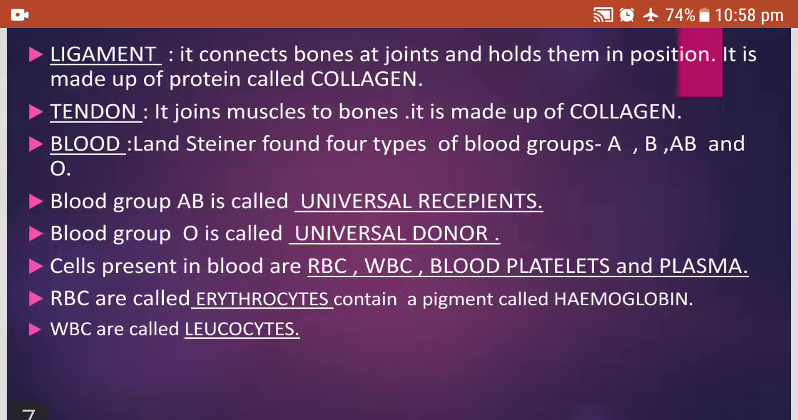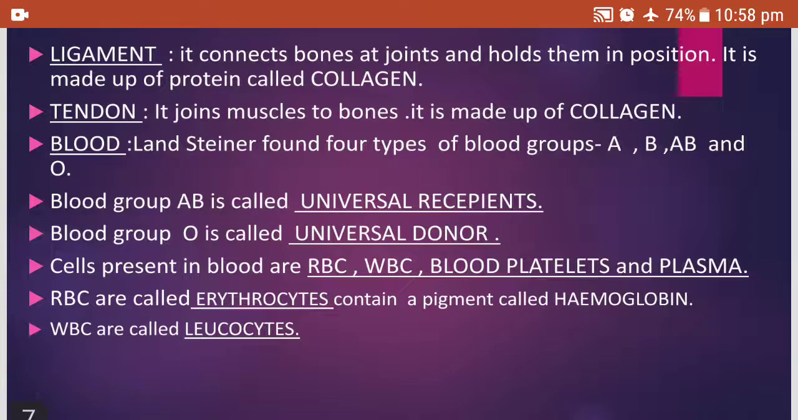Blood, as you all know, is also connective tissue, and Landsteiner found 4 types of blood groups: A, B, AB and O. Blood group AB is called the universal recipient because it can accept blood from any other group as well as AB. They can accept blood from A, B, AB and O. Blood group O is called the universal donor because it can donate blood to any other group: A, B, AB or O.